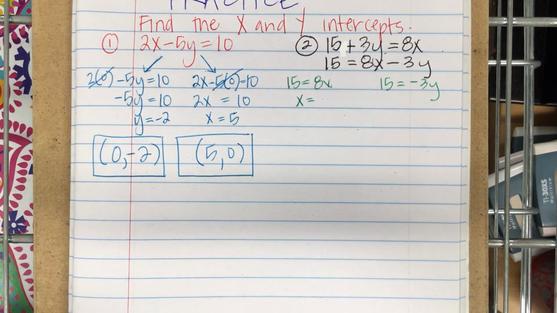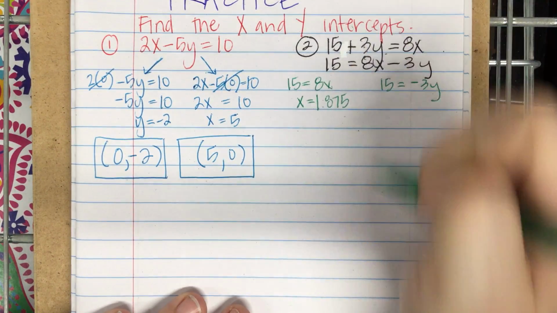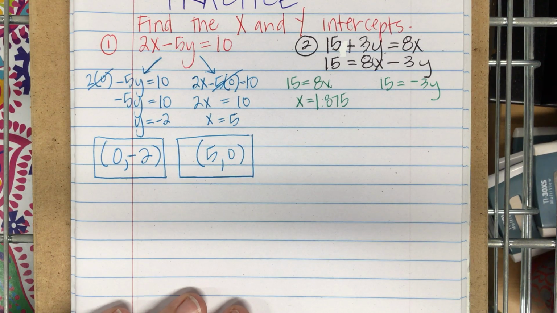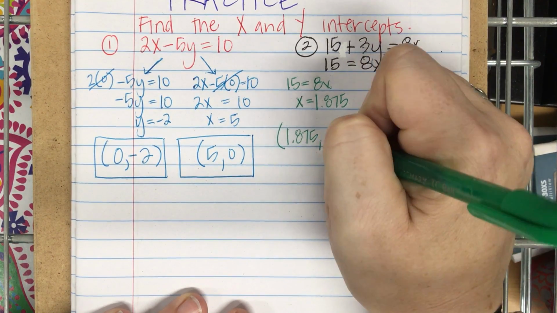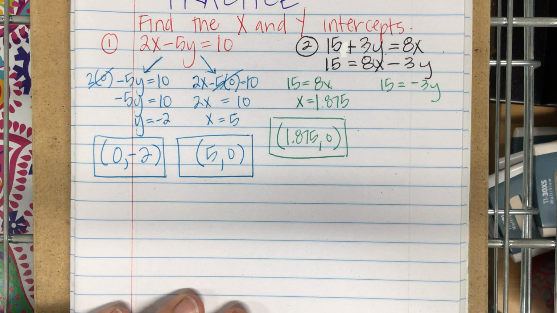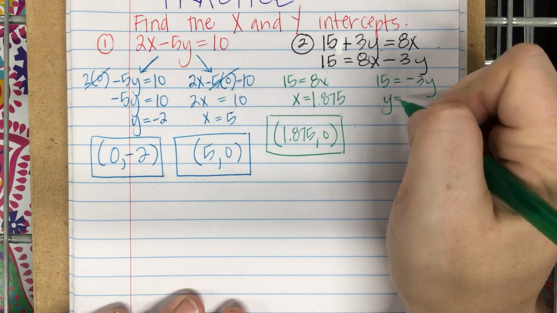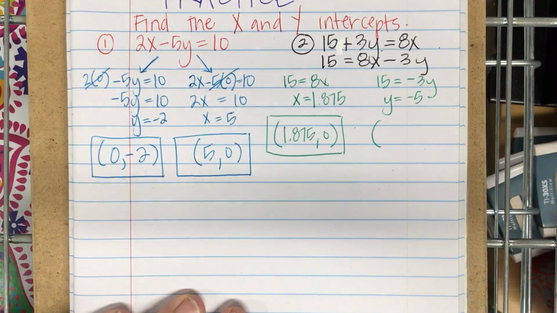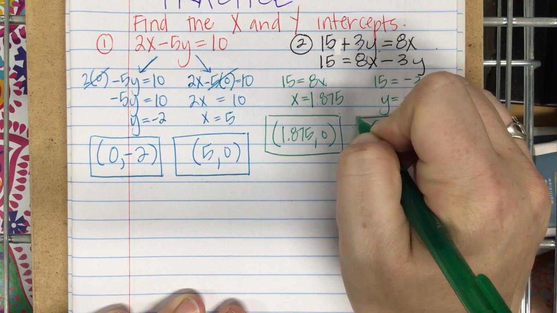What's my x value? 15 divided by 8. 1.875. Making my ordered pair 1.875, comma 0. And what's my y value? Negative 5. Making my ordered pair 0 for x, negative 5 for y.